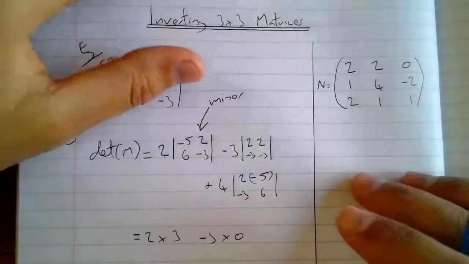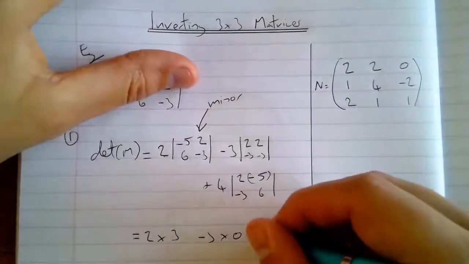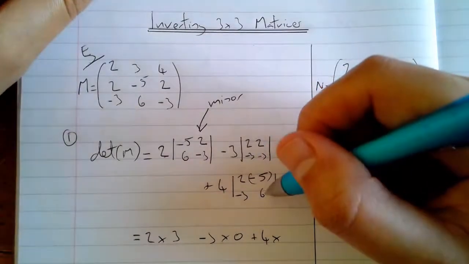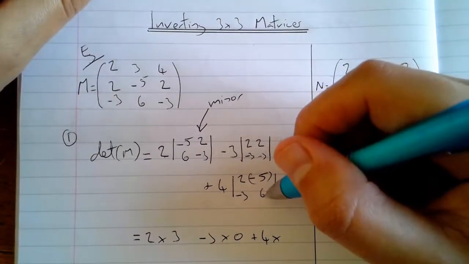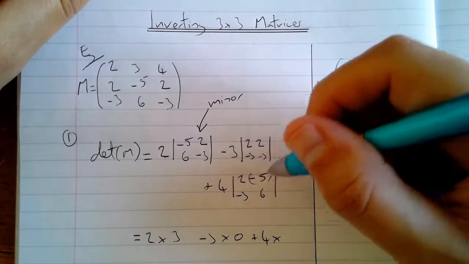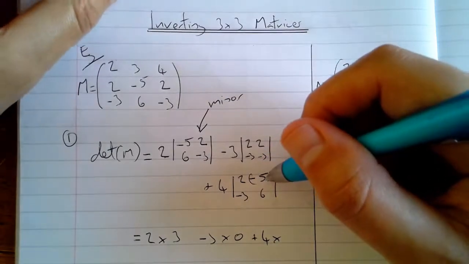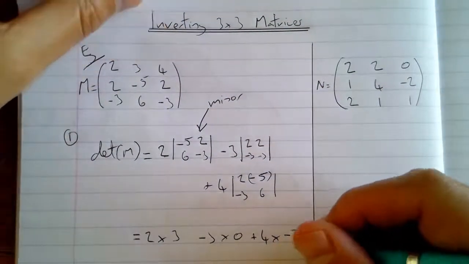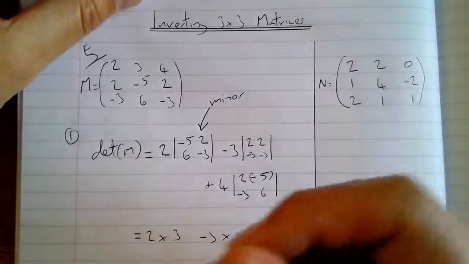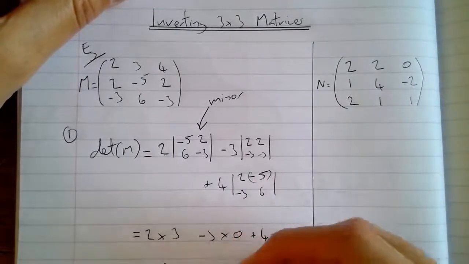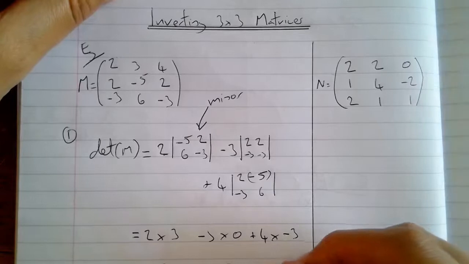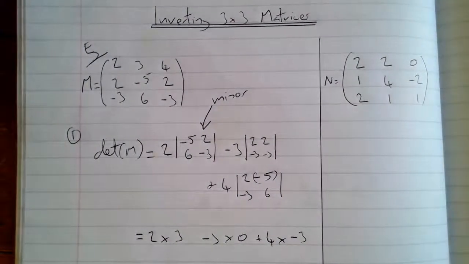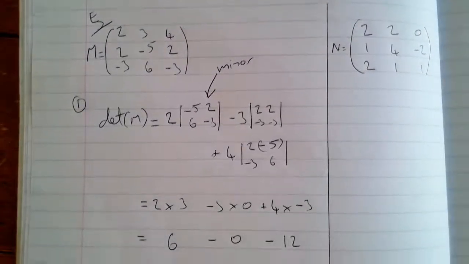And then the last bit, I've got 4 times 2 times 6, which is 12. 12 minus 3 times 5, which is 15. So that's minus 3. So what I'm left with is 6 minus 0 minus 12, which equals minus 6 for the determinant. So, oops-a-daisy.